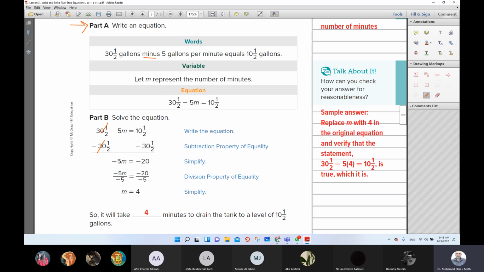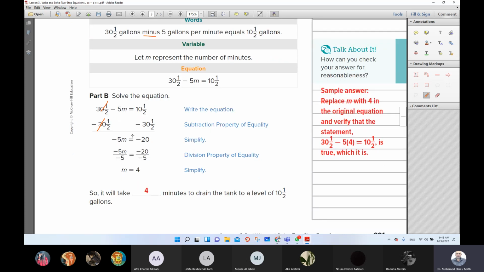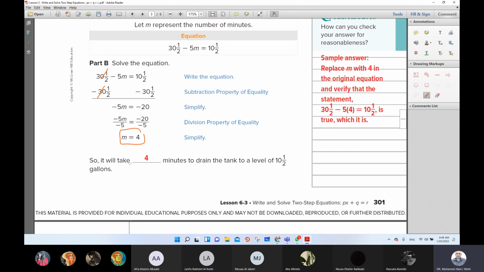So we want to remove the coefficient. We can divide the two sides here by negative 5. So negative 5M divided by negative 5 and negative 20 divided by negative 5. So it means here M, and negative 20 divided by negative 5 will be 4. So M equal 4. So it will take 4 minutes to drain the tank to a level of 10.5 gallons.